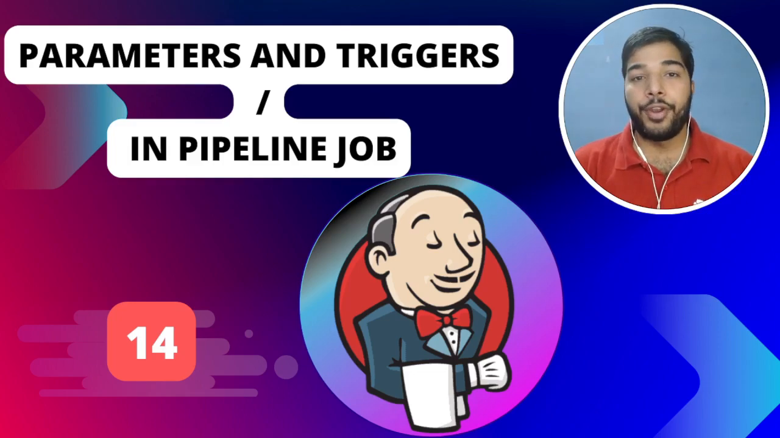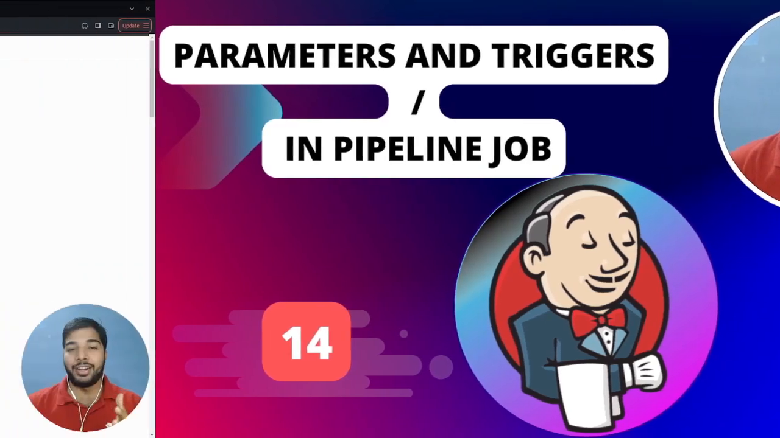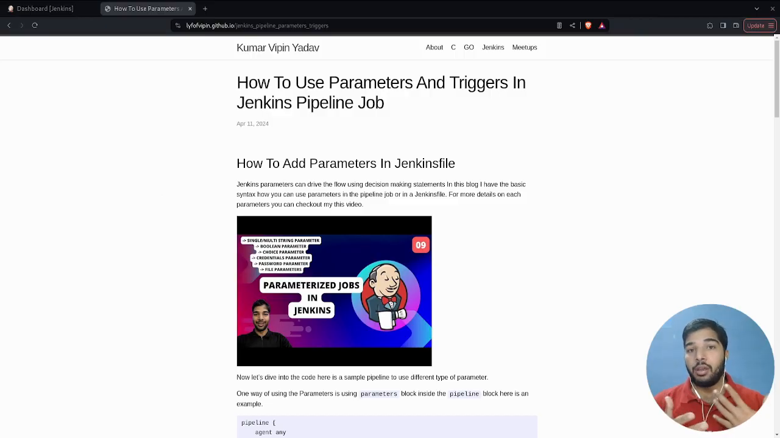So in today's video, the topic we will be covering is how we can use parameters and triggers in a Jenkins pipeline job. Without any delay, let's get started. In a pipeline job, as we have to write everything in the form of code, we have to write the Jenkinsfile, and we have proper syntax to write triggers and to define parameters in a pipeline job.